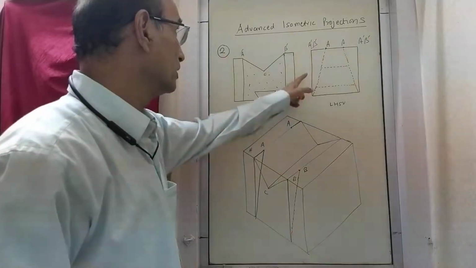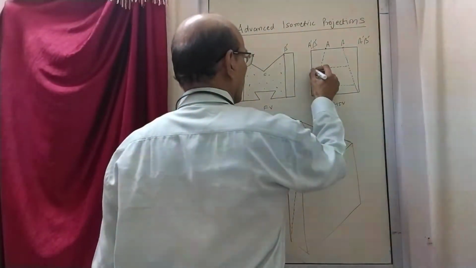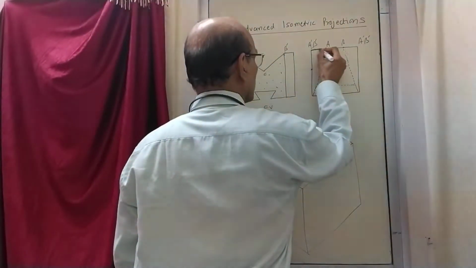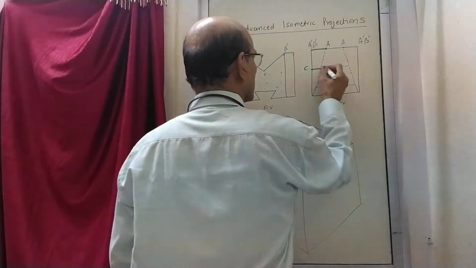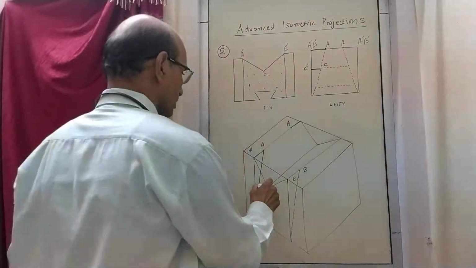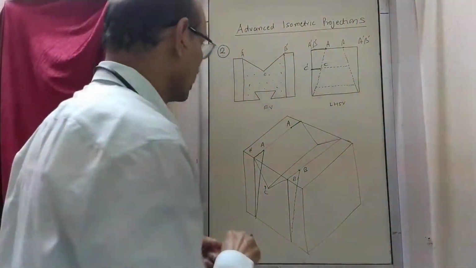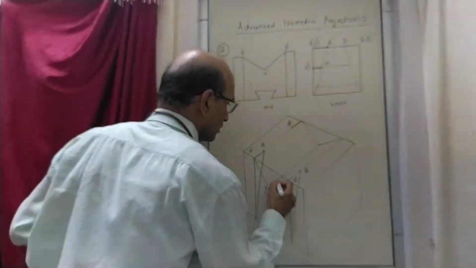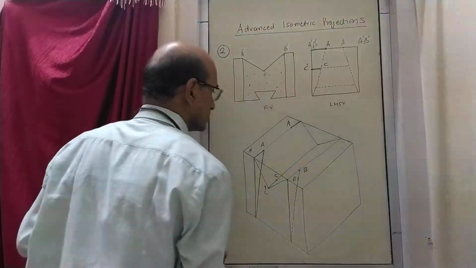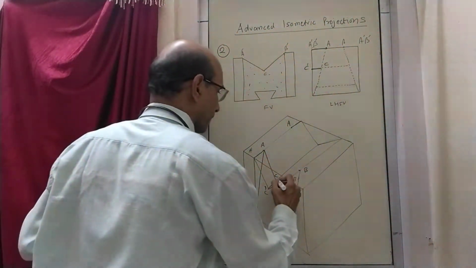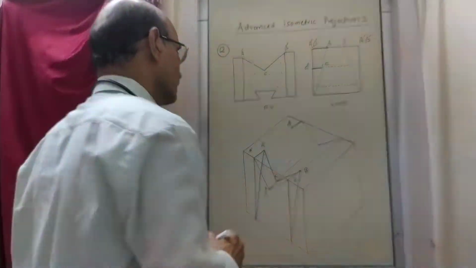What happens to C? C was here and C has shifted inside. Like A and B, they are shifted by this much. This is C shifted by this much, C dash. So now we are going to shift C inside by this amount along this line. So wherever it is, this is C, and when you join, this is how it will be.